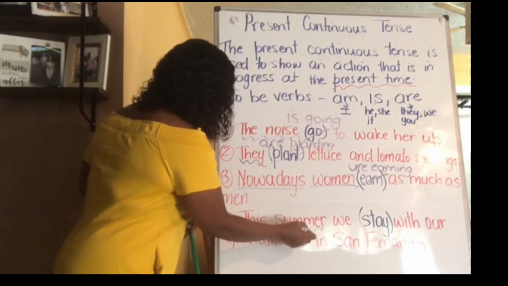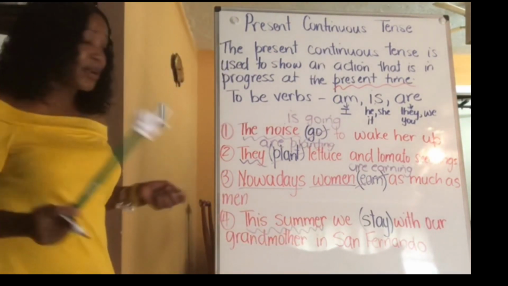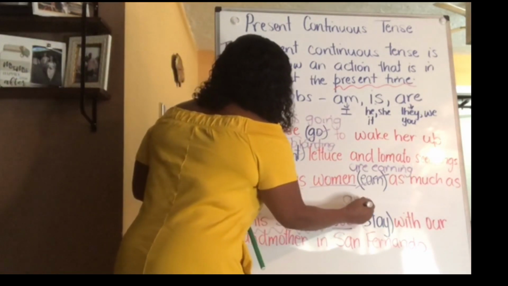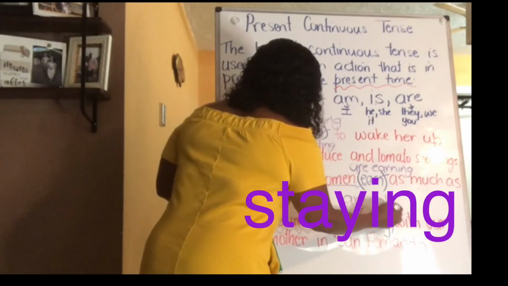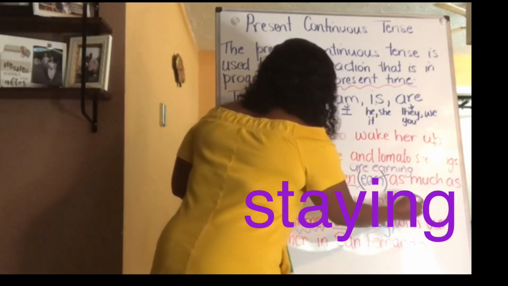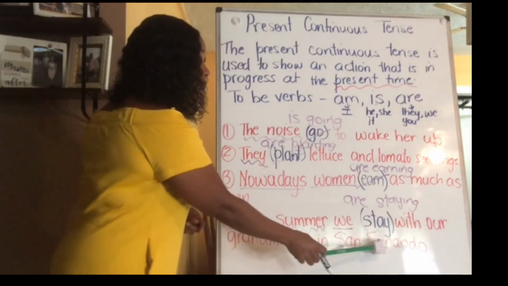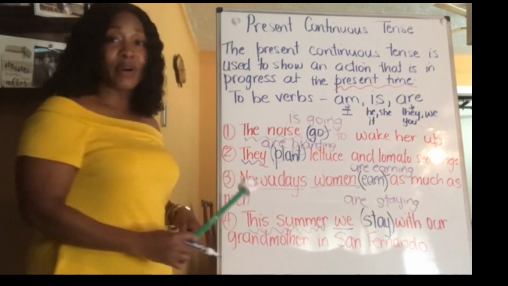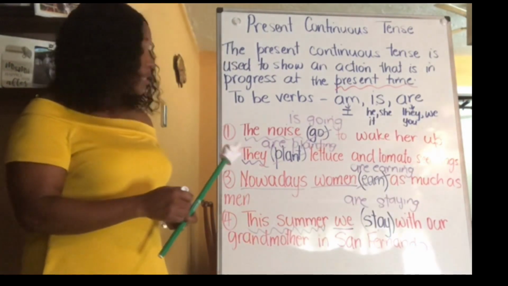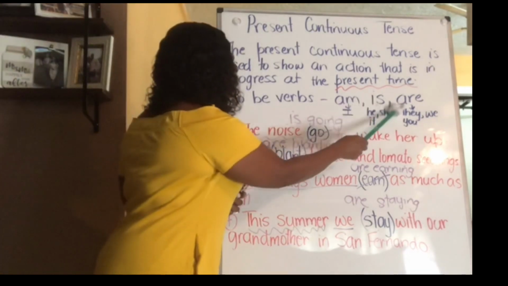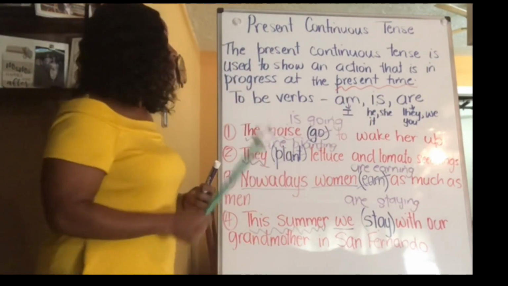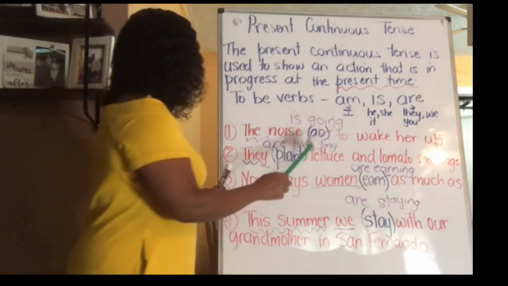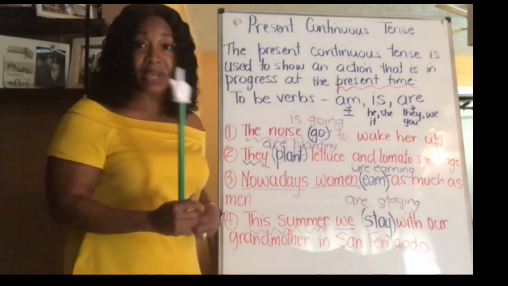So this summer, present, this summer, we, more than one, so we are staying with our grandmother in San Fernando. This summer, we are staying with our grandmother. So present continuous, simply use the auxiliary verb in the present tense based on how many persons, how many things or places the sentence is about, and then add ing to your main verb.